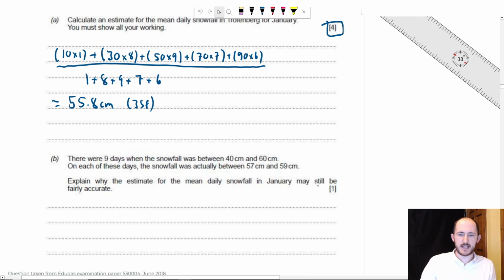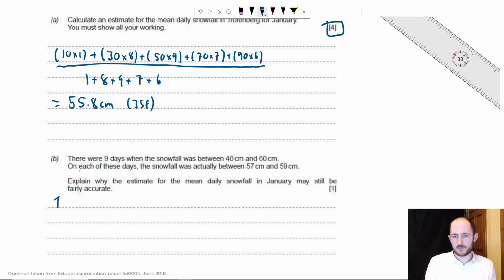Explain why the estimate is actually fairly accurate. The reason it's fairly accurate is because it's still around our mean. So it wouldn't change by much anyway. 57 and 59 is very close to 55.8, so it actually wouldn't impact us that much at all. So all you'd say here is, would not impact much because it's close to the mean.